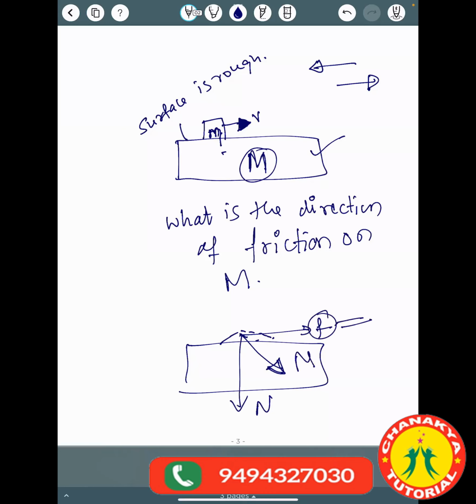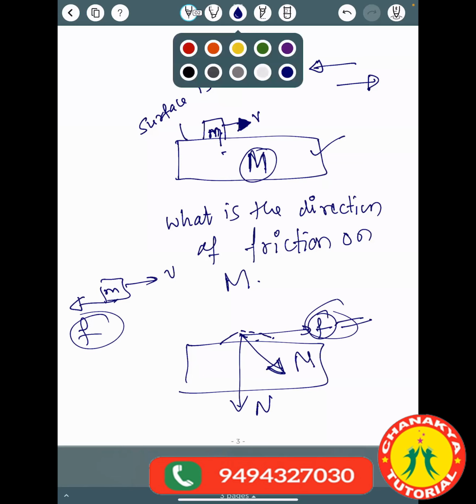If you see small m, velocity is in this direction, the friction will be in this direction. And these are action reaction pairs. Any doubt? Understood, right? This is important. In which direction the friction is acting is very, very important.